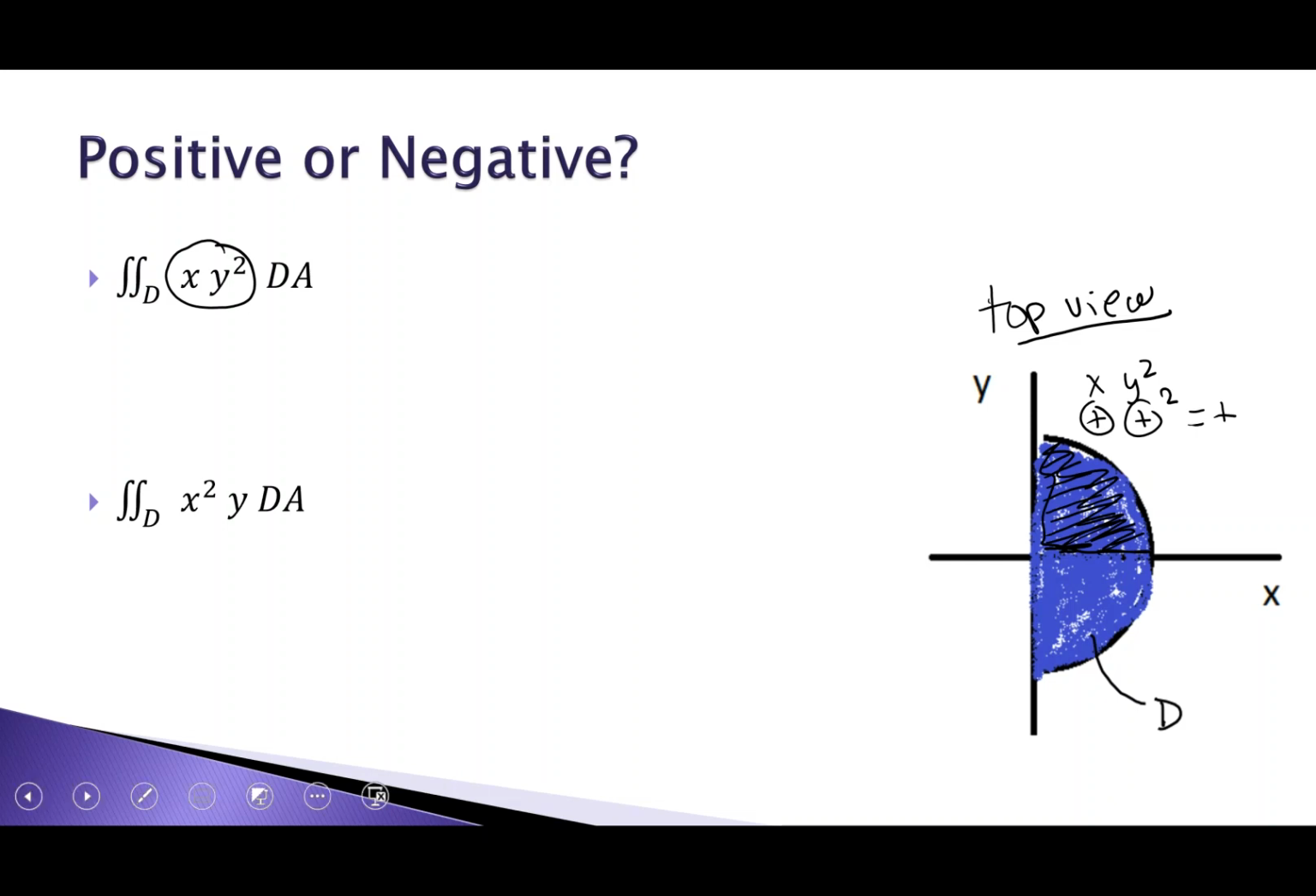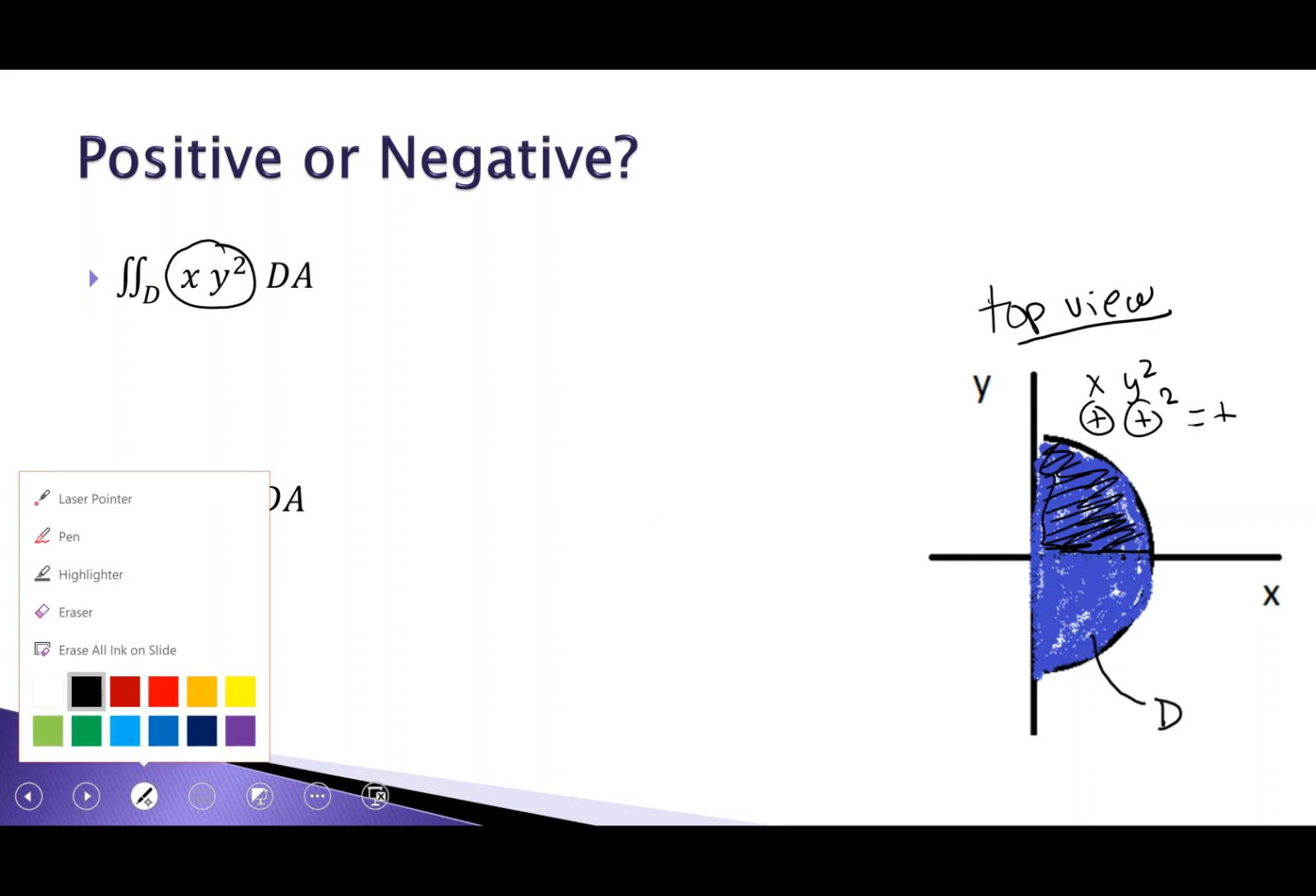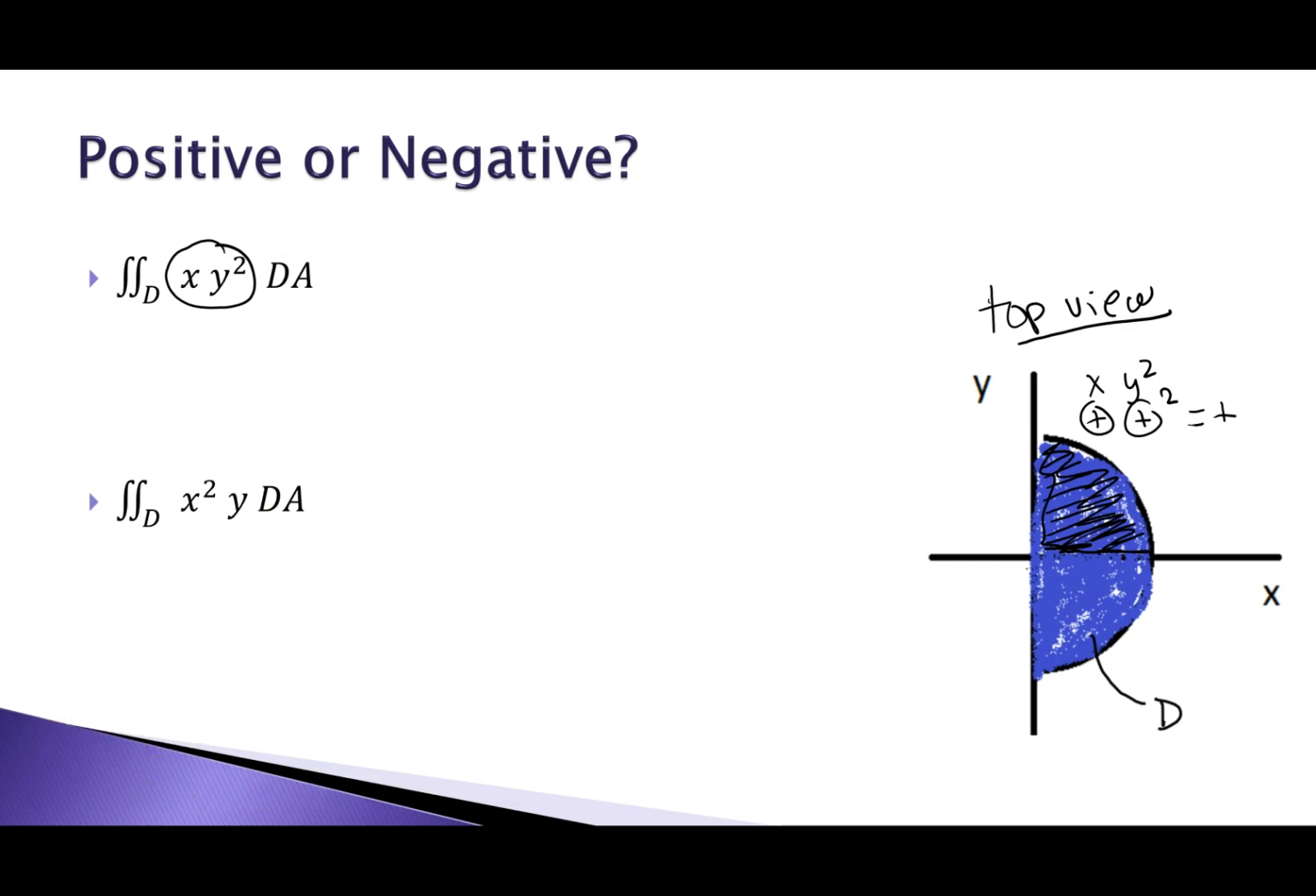And if I look down below, down here, my x value is still positive, right? This is the positive x-axis. My y is negative because now I'm below the x-axis, but because I have a negative squared, this is also positive. So this shape, this integral will have a positive value.